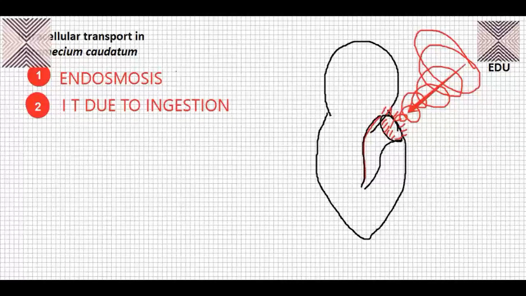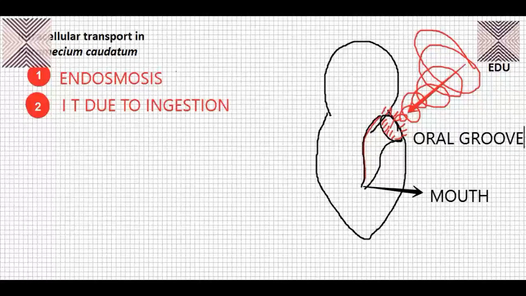At the very tip here, this is the mouth actually. So this is the mouth and this is the oral groove. This part is the oral groove, and below is the mouth. So whenever the water current is coming inside this oral groove, it goes down up to the mouth. So along this path, the food also enters it.